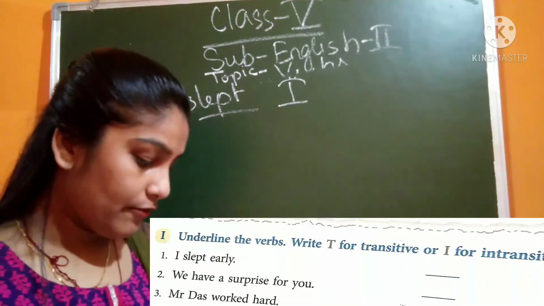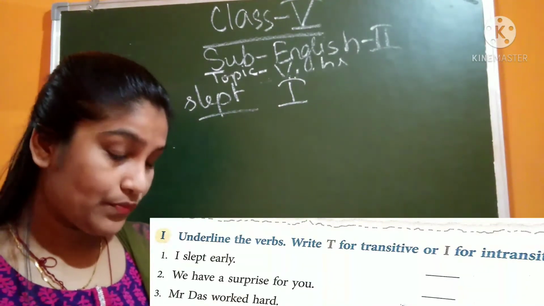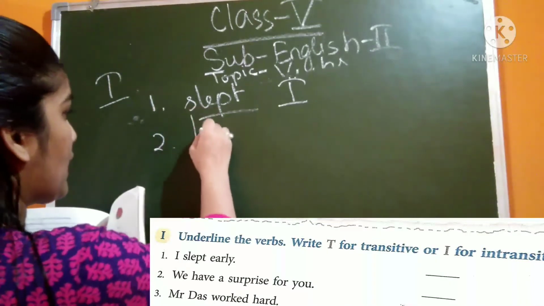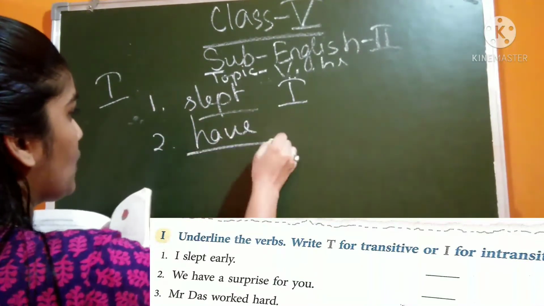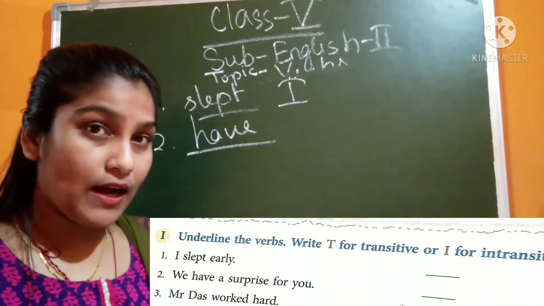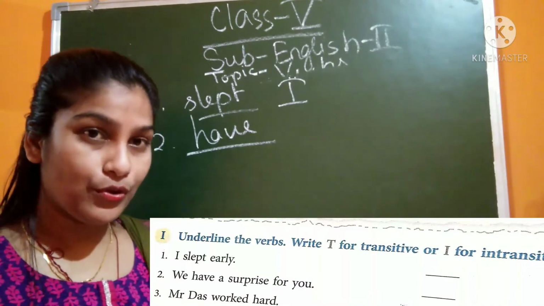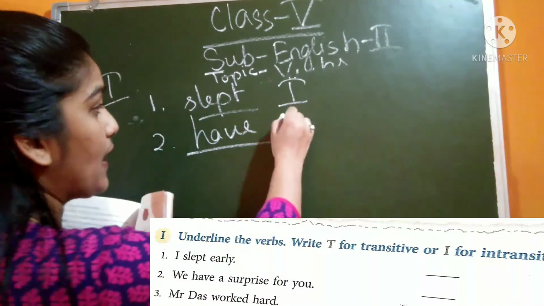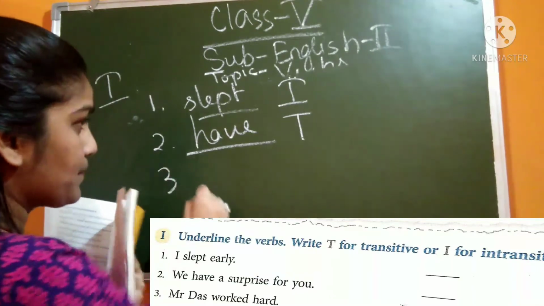Now we have a surprise for you. Here have is the verb. You will underline have. We have what? A surprise. For whom? You. So there is an object. So you will write transitive.